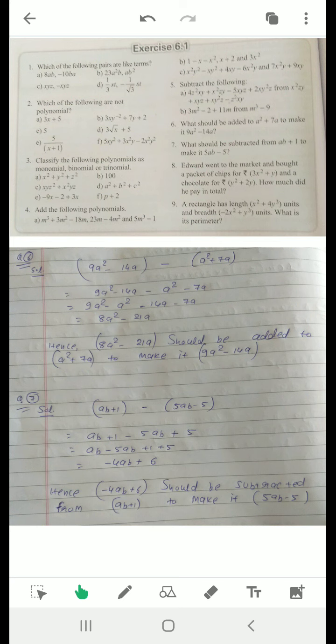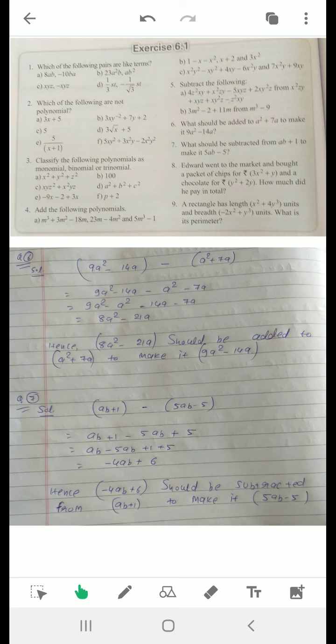Now in question number 8, Edward went to the market and bought a packet of chips for rupees 3x square plus y and chocolate for rupees y square plus 2y. How much did he pay in total? Total means we need to add. So that question you need to do yourself.